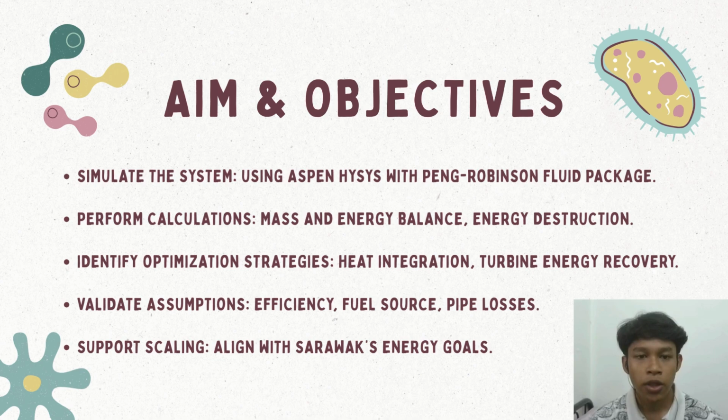The aim and objective of our project is to simulate the system in Aspen HYSYS using the Peng-Robinson fluid package to perform detailed mass and energy balance calculation, including energy destruction, to identify optimization strategies such as heat integration and enhanced turbine recovery, to validate key assumptions such as efficiency, fuel source, and negligible pipe loss. And lastly, to ensure the model supports scalable energy solutions aligned with Sarawak's industrial sustainability goals.